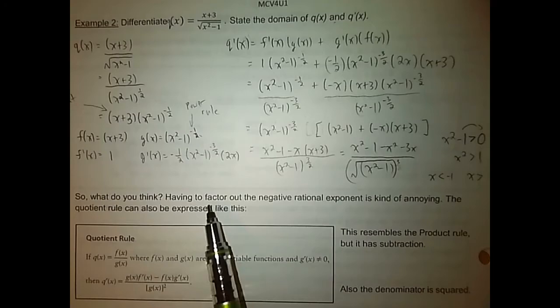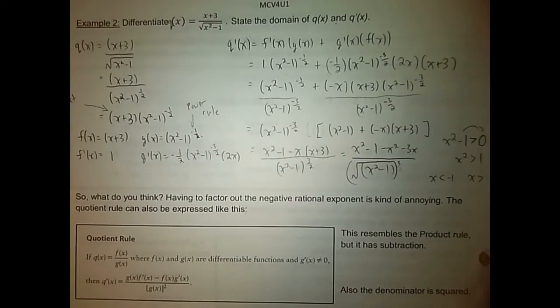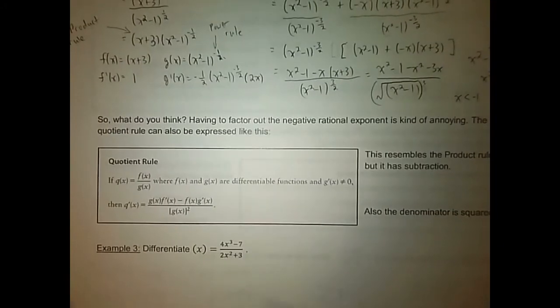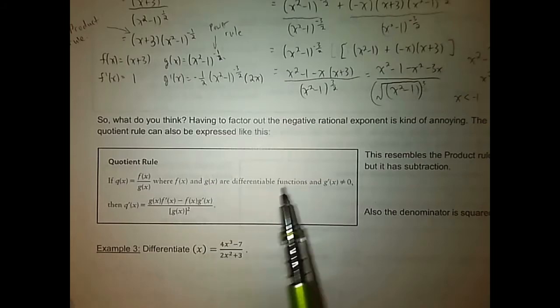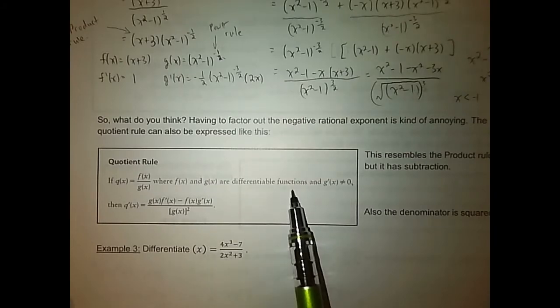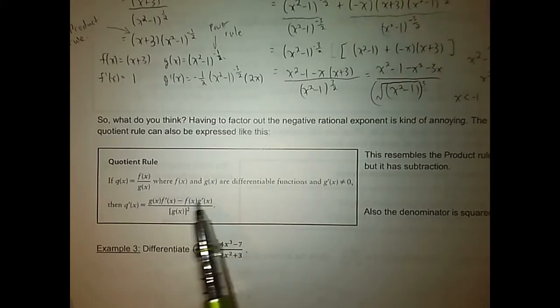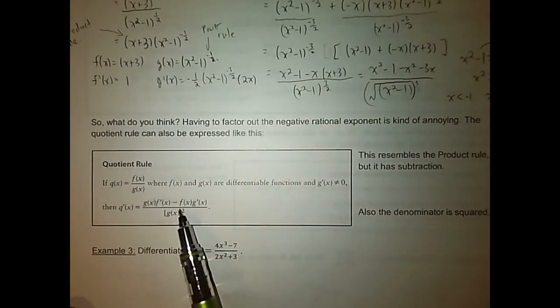Having to factor out that negative rational exponent is kind of annoying. So we can also use the quotient rule, but we also could summarize it like this, which is a bit more user-friendly, where we have q at x is equal to f at x over g at x. If they're both differentiable functions, and the denominator is not equal to 0, we could write it like this instead. And this kind of looks like our product rule, but instead it has subtraction.